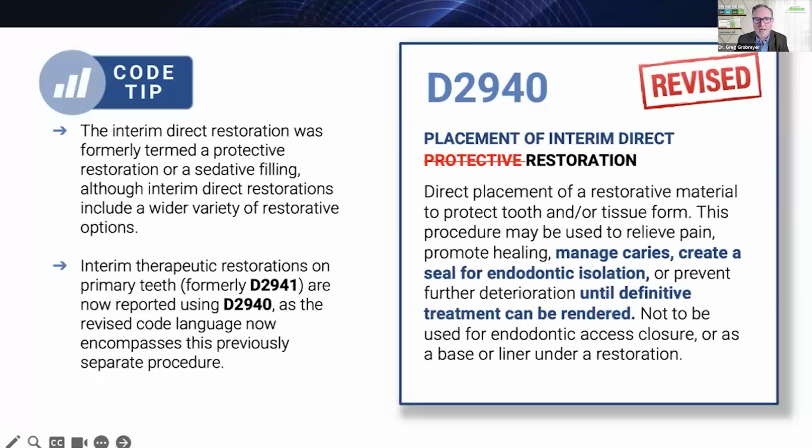And that it is a direct restoration. It is not indirect. It is not fabricated out of the mouth and put in. This has to be direct placement. So that would be composite resin or IRM or whatever temporary filling material that's there. It could be flowable. It could be anything that you're putting in there that you're not intending to be there once the definitive restoration is in place. But they did change the verbiage a little bit, not only to that nomenclature. The nomenclature is that first sentence, placement of interim direct restoration.